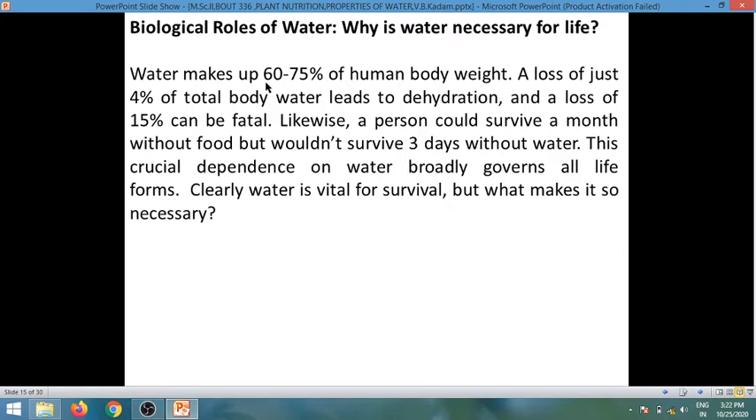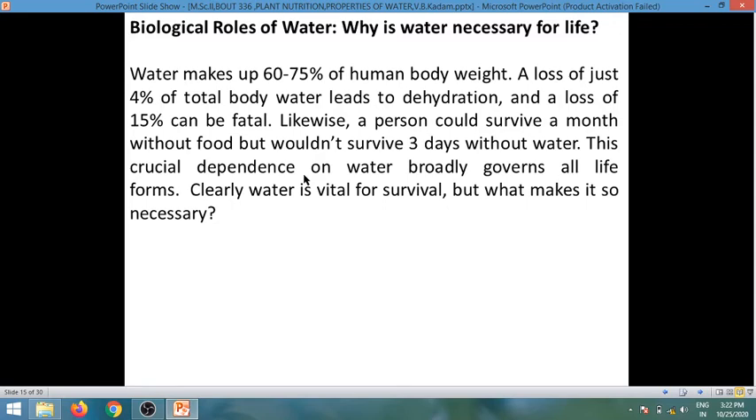Water makes up 60 to 75% of human body weight. A loss of just 4% of total body water leads to dehydration, and a loss of 15% can be fatal. Likewise, a person could survive a month without food, but wouldn't survive 3 days without water.